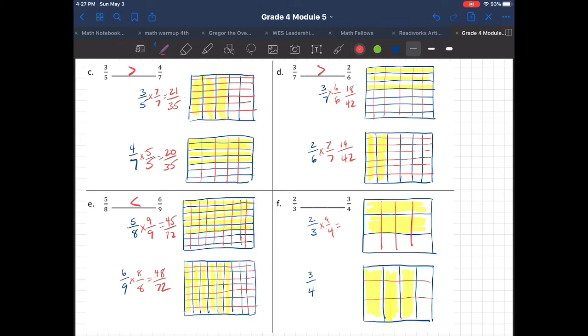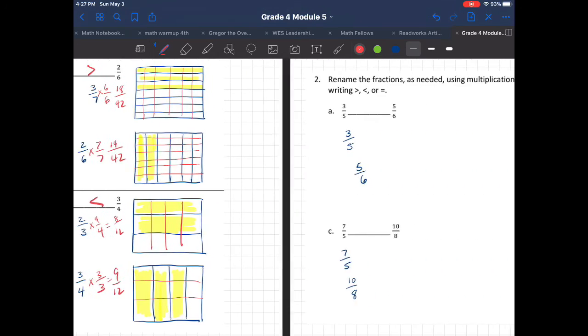And so I've got 2/3 times 4/4 equals 8/12. This one equals 9/12. So 1 more 12th for 3/4, so 3/4 is just a little bigger than 2/3.